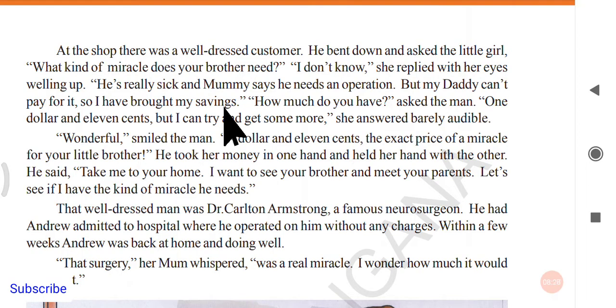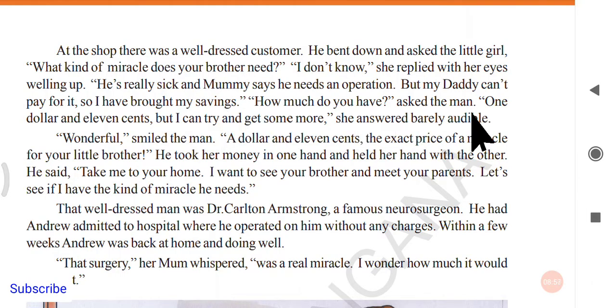See how poor the girl is. When the doctor asked what type of treatment or miracle her brother needs, this girl said, I don't know what type of treatment my brother needs, but my mother said that my brother is not well at all, and my daddy cannot pay. My dad doesn't have that much money to pay for my brother's treatment, so I have brought my savings here to buy the miracle. So how much do you have? asked the man.